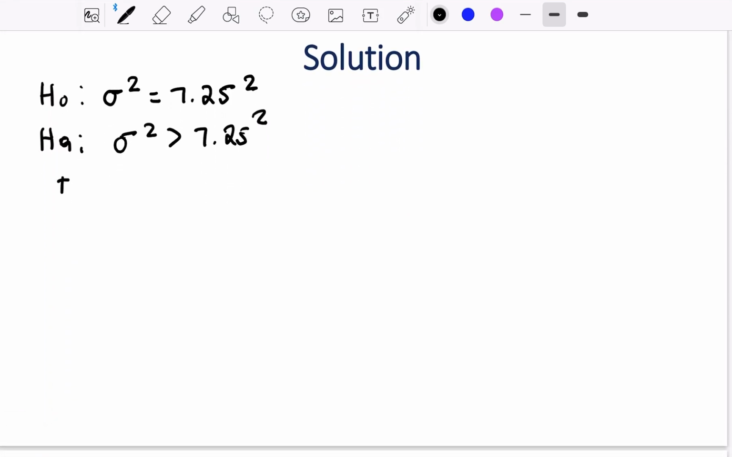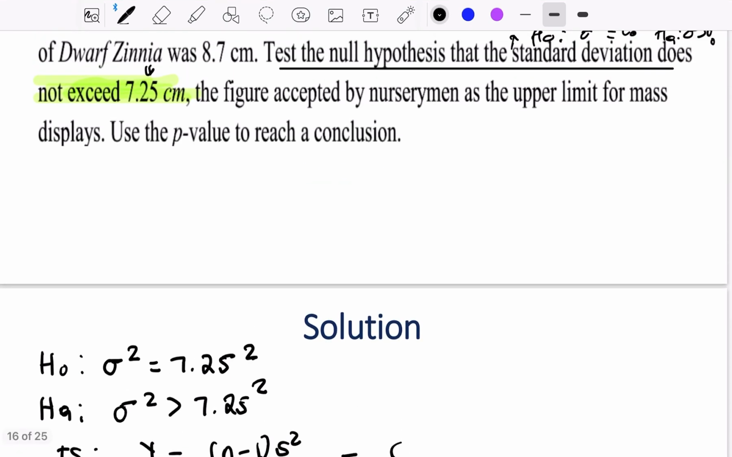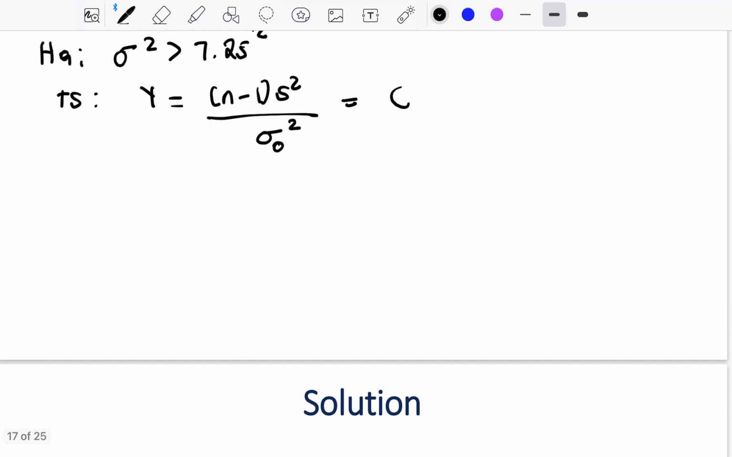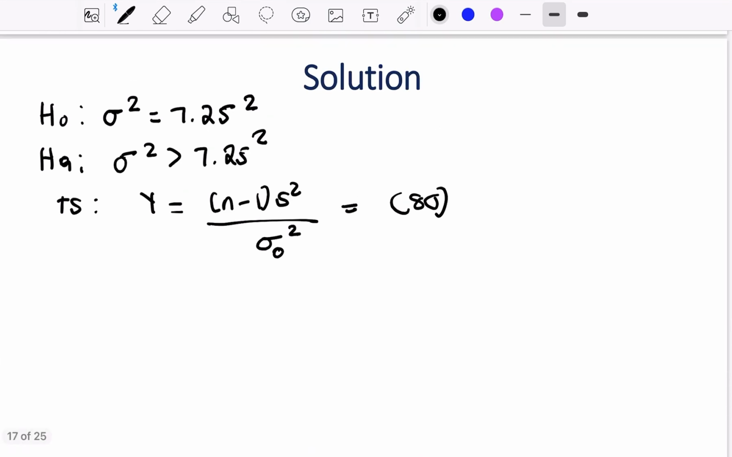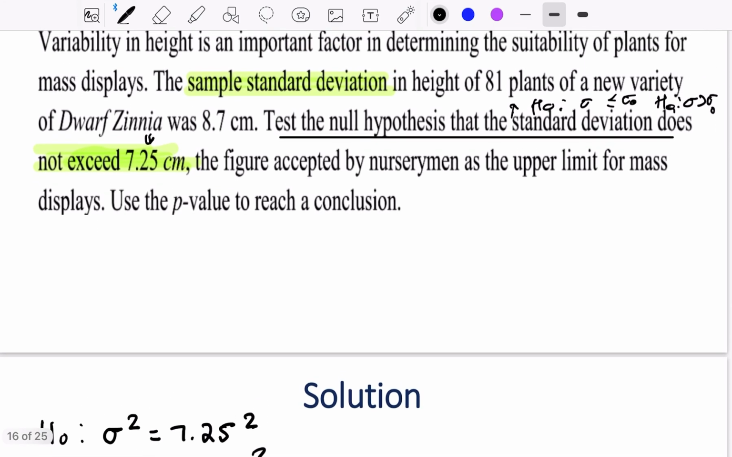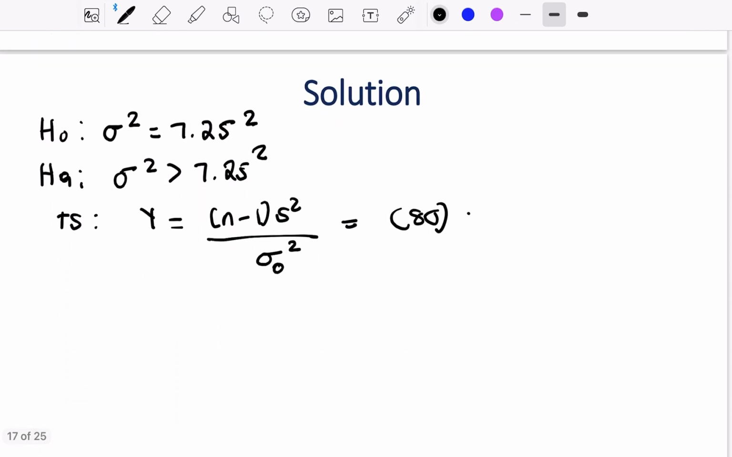So now your test statistic, remember, just indicated by TS there. It'll be y is equal to n minus 1 times s squared over sigma naught squared, right? What was your n? Your n was 81. So n minus 1 will be 80. And then s squared is your sample variance, which is 7.